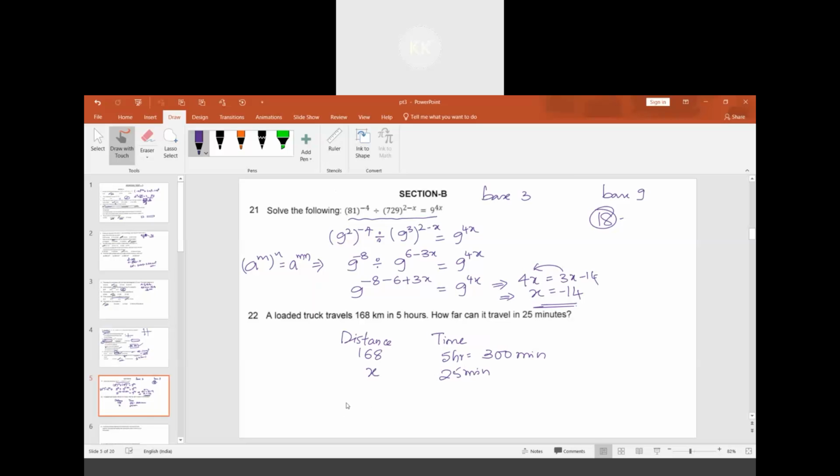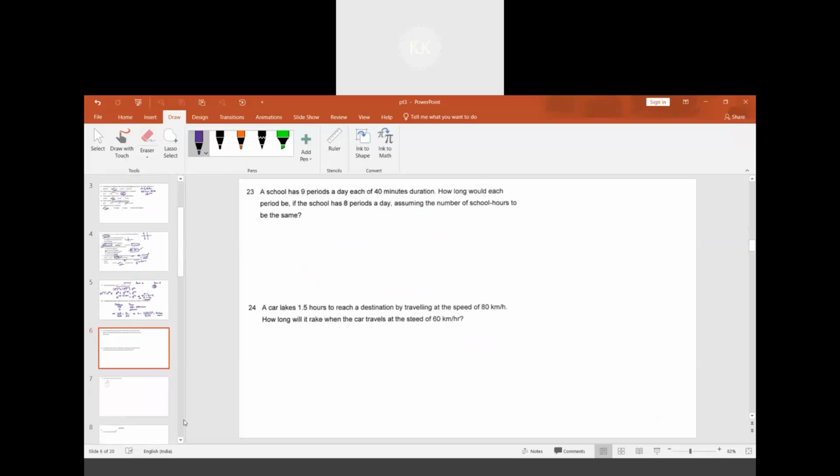So in the direct proportion, the ratio will be equal. So 168 divided by 300 will be equal to x divided by 25. So x will be 168 into 25 divided by 300. When we simplify, we get 12 times 14, which is 168. That's easy. 14 kilometers.